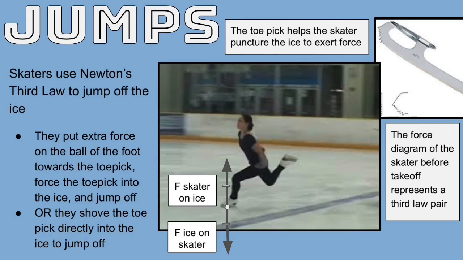So, as you can see on the diagram on the slide, is an example of someone pushing weight by shifting from the ball of their foot onto their toe. And as you can see, this is an example of a third law pair, since it has a force of the skater pushing on the ice, and then an opposite force of the ice pushing up onto the skater, which will create that jump. And this force diagram is an example of a skater before takeoff representing a third law pair.